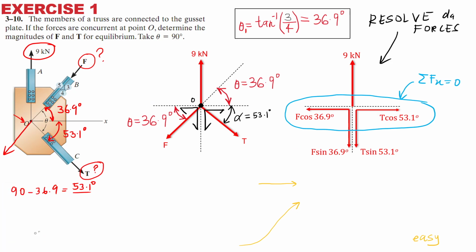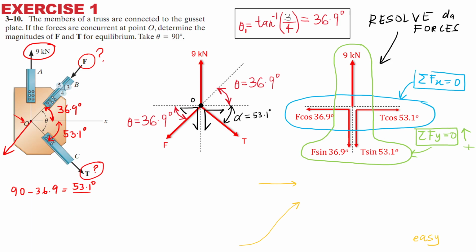Next, you should be looking at this one. This one is actually summation Fy equals 0. For Fy, going up is positive. For Fx, you're going to be looking at to the right is positive. So that is what you should be doing.